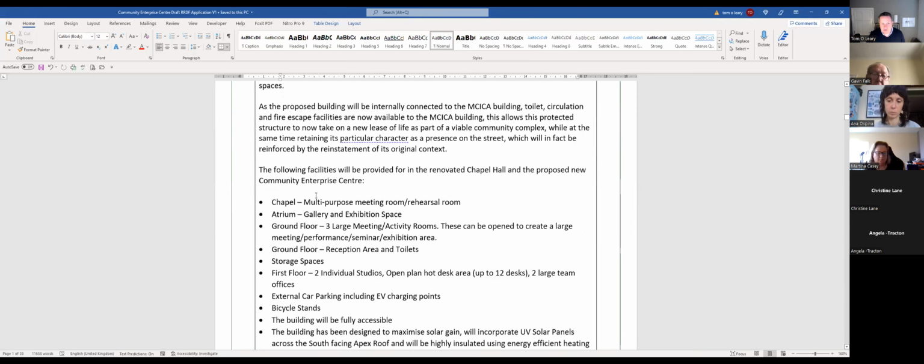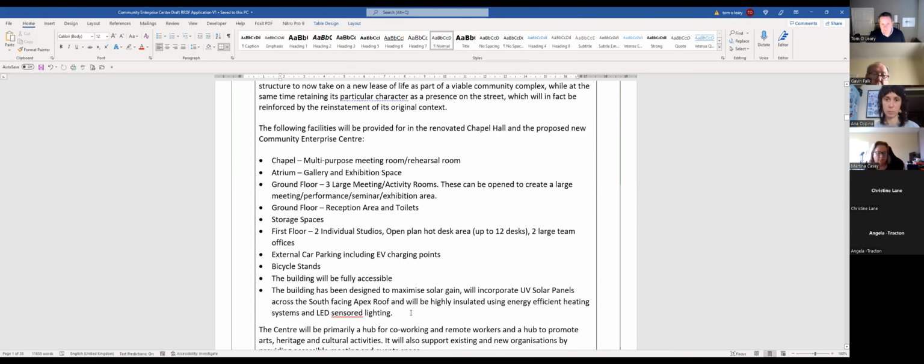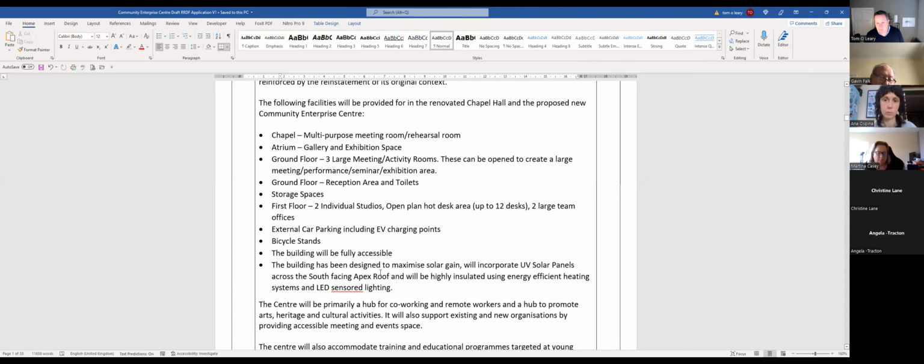Again, we're showing the facilities very clearly, showing what they're getting for the investment. Make sure that we say the building is fully accessible. We're including the electric vehicle charging points, which is again incorporating solar panels, sensor lighting, so it's basically an energy efficient building, environmentally friendly, low carbon footprint, etc., which is very important when it comes to getting national funding now.